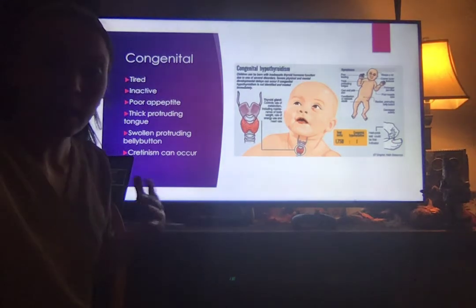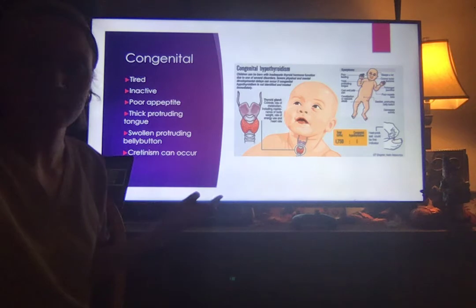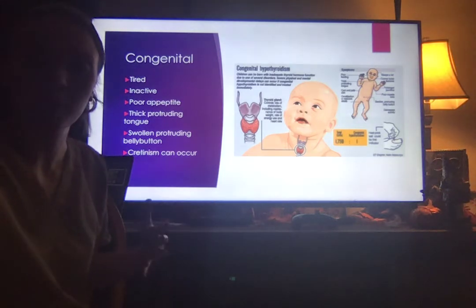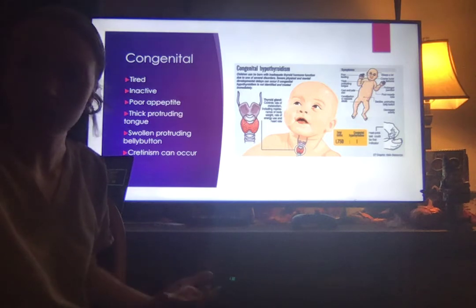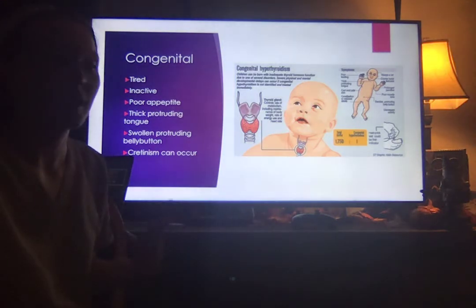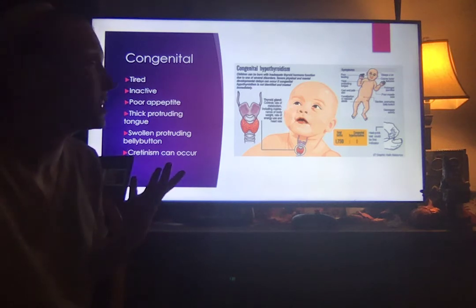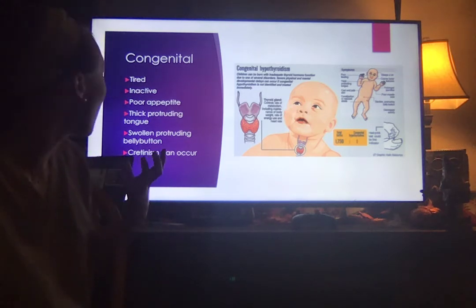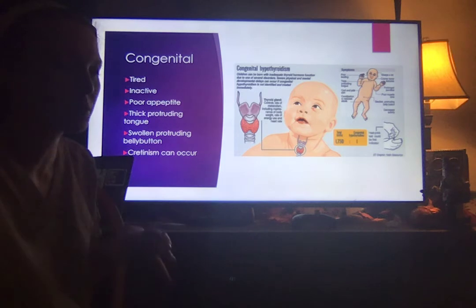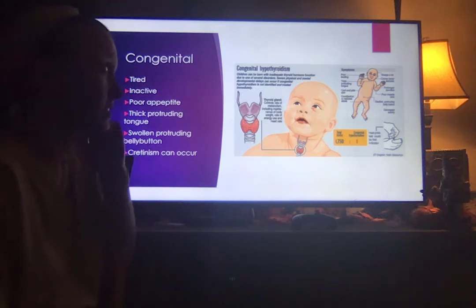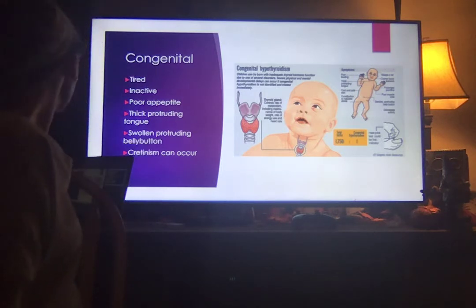Signs and symptoms that might develop with these babies that have congenital hypothyroidism: they might be excessively tired, they might be inactive, poor eating, poor sucking on their bottles, they might have a thick protruding tongue, swollen protruding belly button, they might even, in severe cases, develop a condition called cretinism, and that is when it's super, super, super severe hypothyroidism that they need to get treated now. It's a very serious complication.